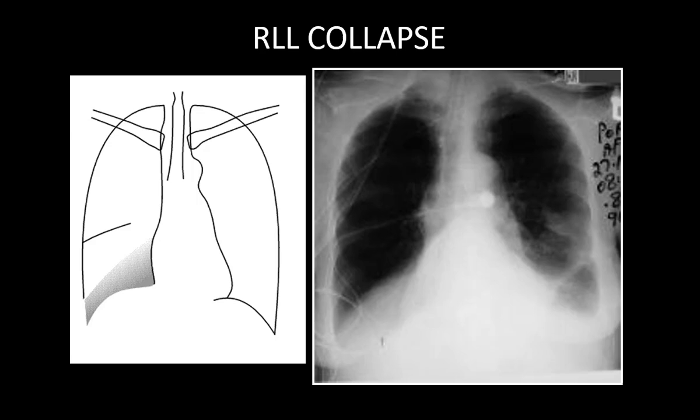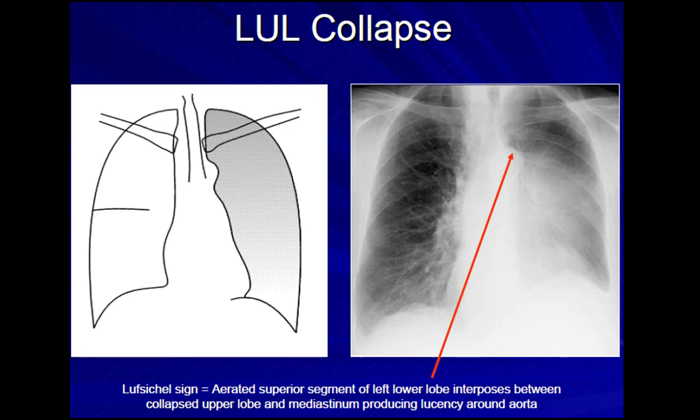Right lower lobe collapse, again there is loss of aeration and the diaphragm of this side is pulled up and there is loss of the cylinder. Left upper lobe collapse, again it will produce pulling of the trachea towards the side of the collapse.